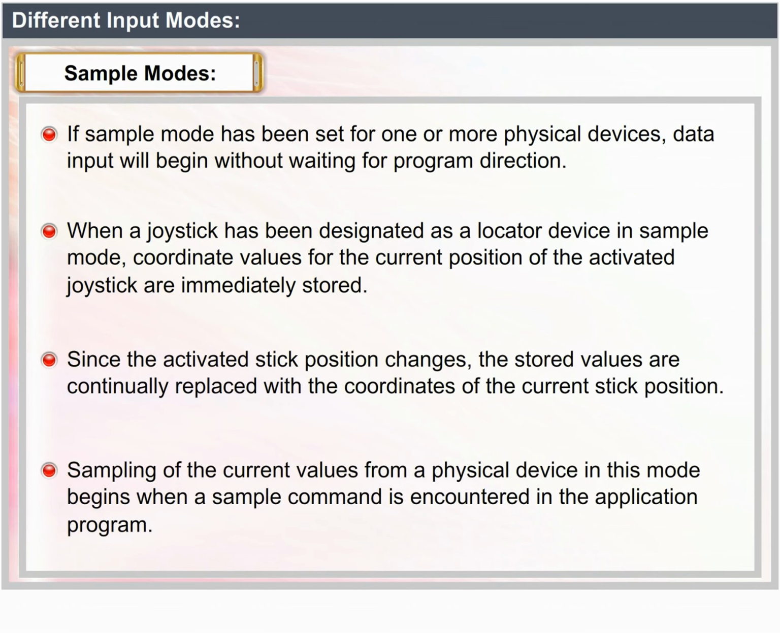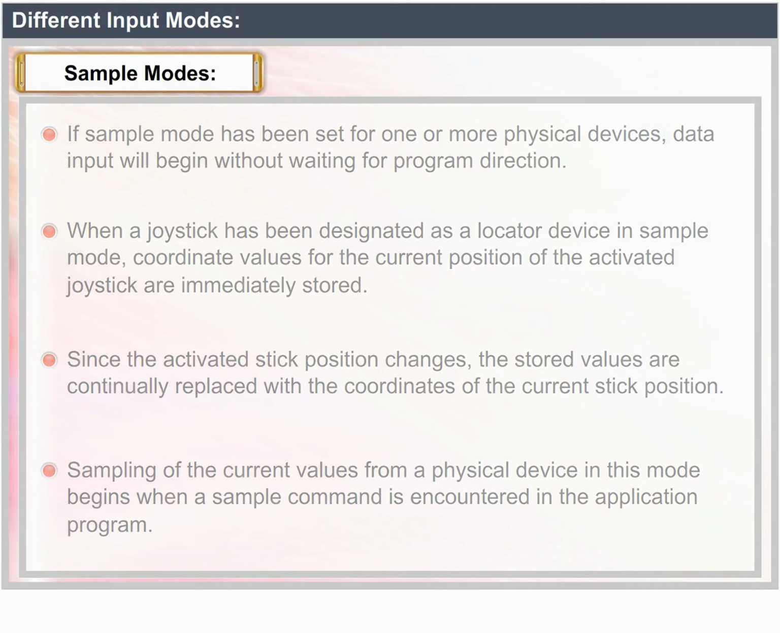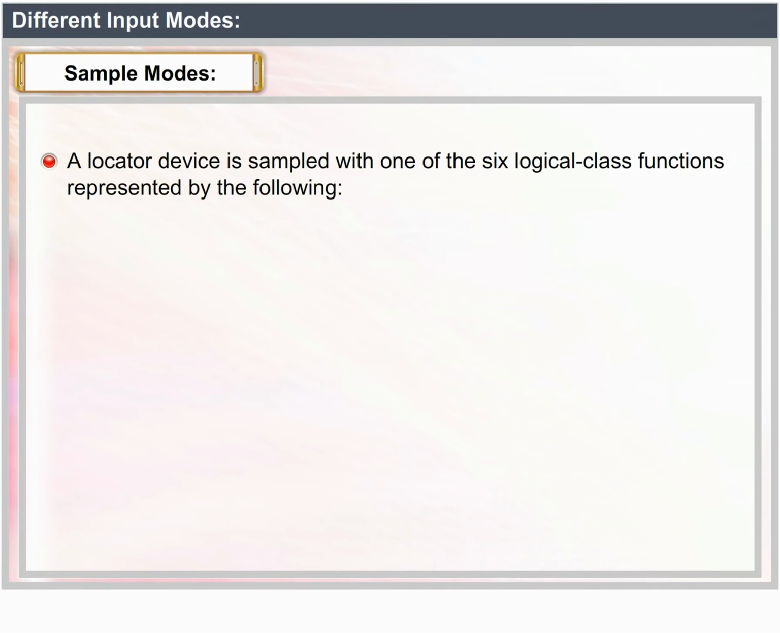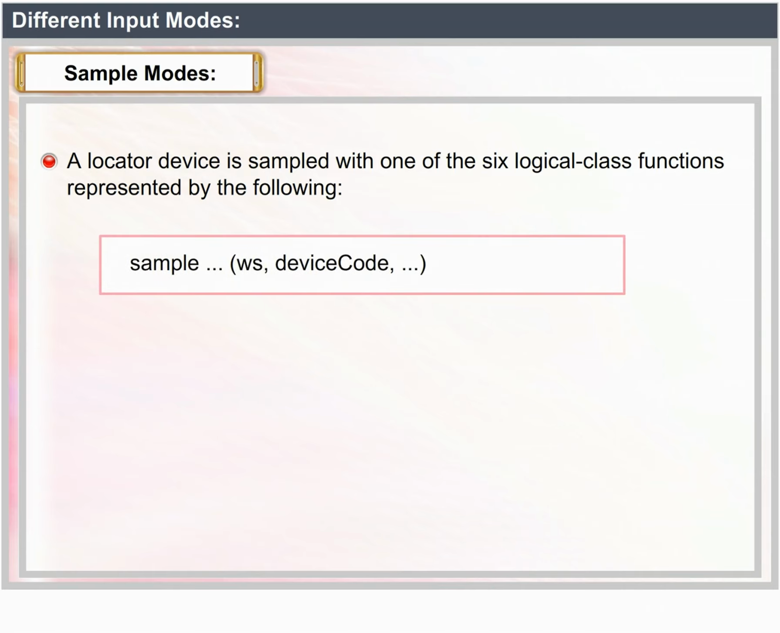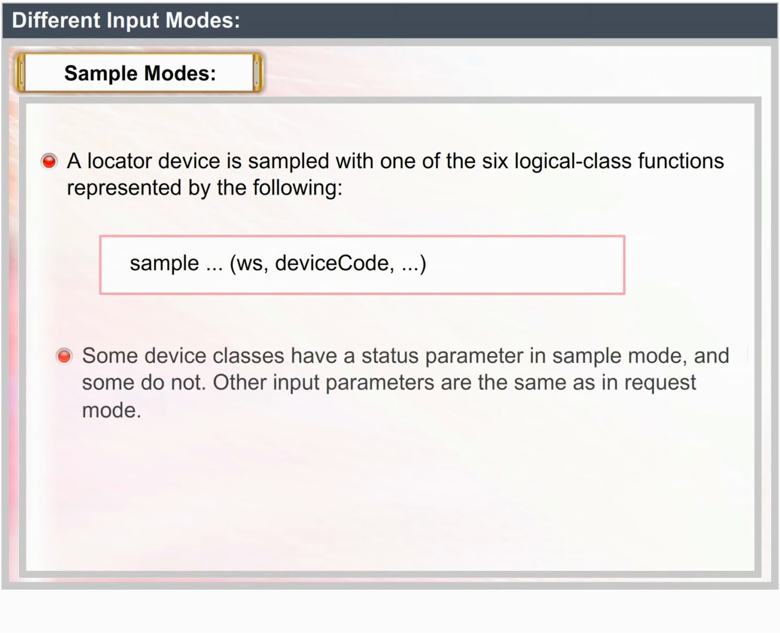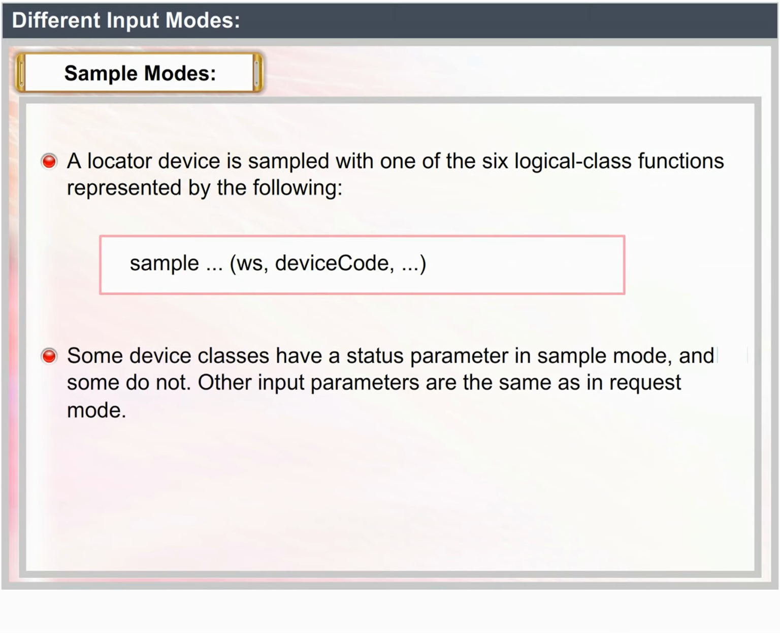A locator device is sampled with one of the 6 logical class functions represented by the following: sample, WS, device code, and so on. Some device classes have a status parameter in sample mode and some do not. Other input parameters are the same as in request mode.